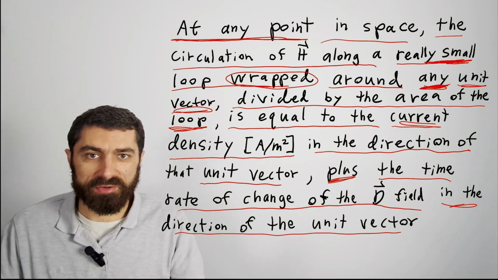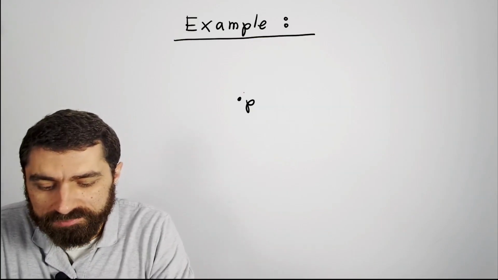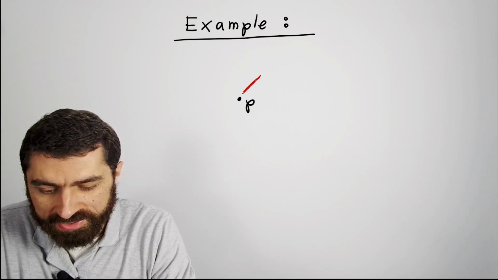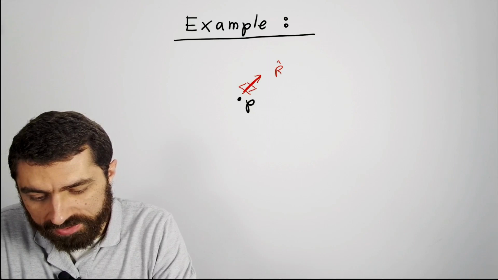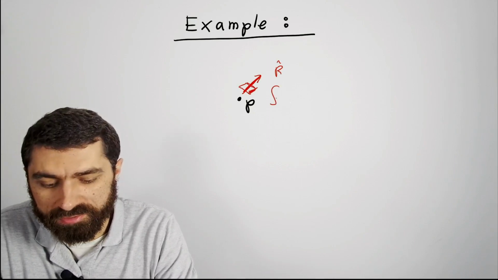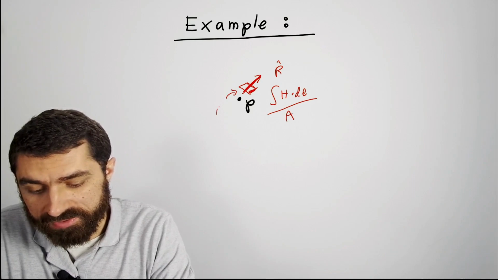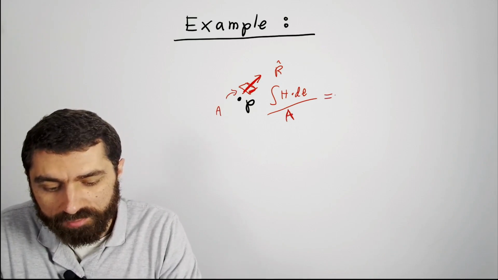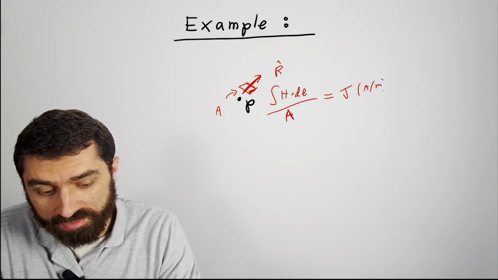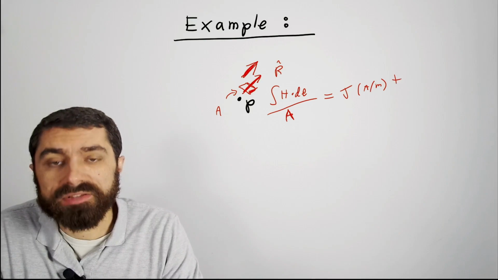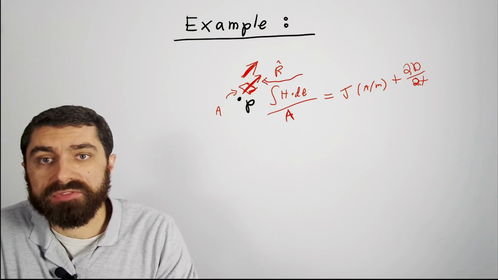So I know that was a mouthful, but what I'm saying is that, again, you pick any point here, and you can pick any unit vector, let's say r hat, and then you sketch a small loop at that point, and then compute the integral of H dot dl, the circulation, and then divide that by the area of this loop, then that will be equal to the current density in amperes per meter squared going in this r hat direction, plus the rate of change of the D field, in particular in this direction.